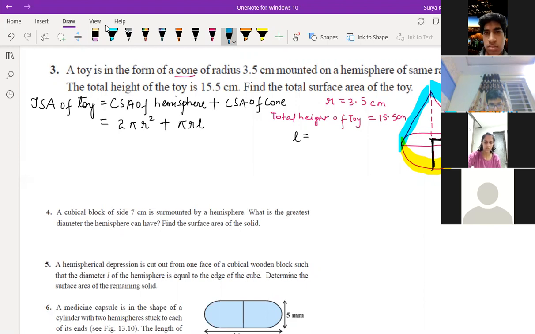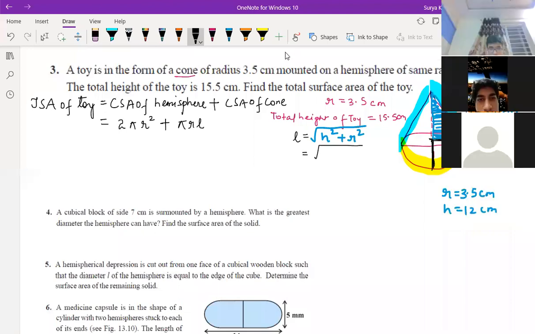See in this triangle, if you see this triangle part, we can use Pythagoras theorem. Radius is equal to 3.5 centimeter and h is equal to 12 centimeter. So L is the longest side. L is equal to root over h square plus r square. Is it clear, Chanchal? Yes, sir.